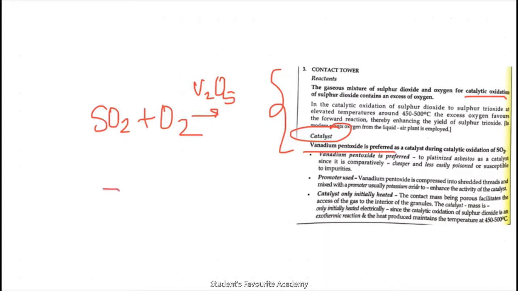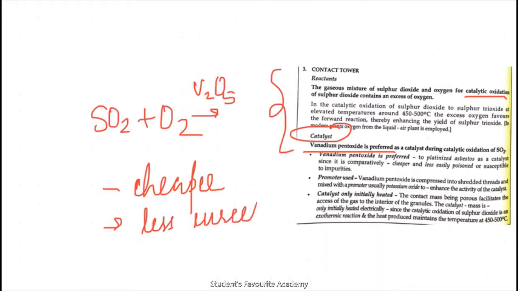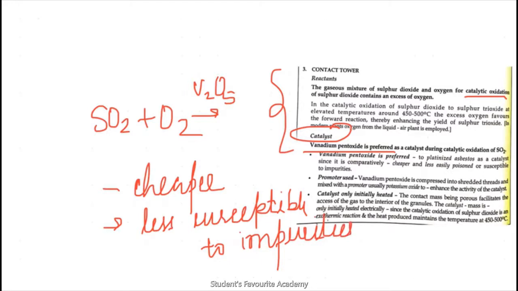The first is that it is cheaper. And then it is less susceptible to impurities. And of course the second thing is that it is less easily poisoned. When we talk about less easily poisoned, children, it simply means that it is not getting easily affected by the impurities. So this is the reason. This is a question that you can be asked: why do we prefer vanadium pentoxide over platinized asbestos in the process of production of sulfuric acid?